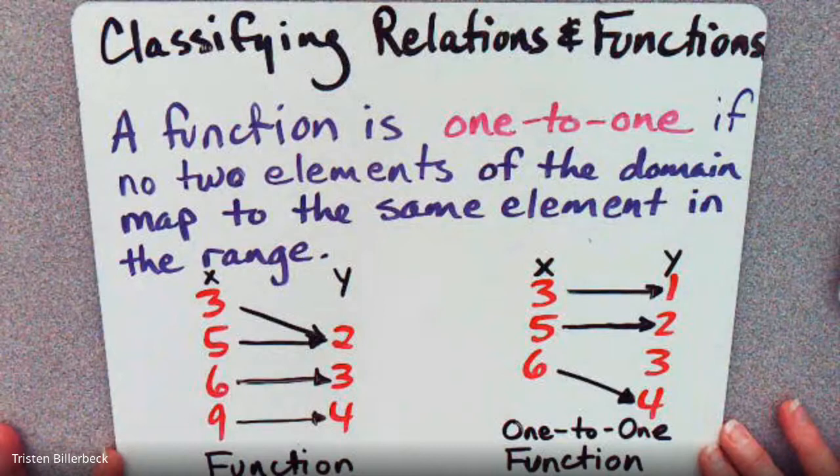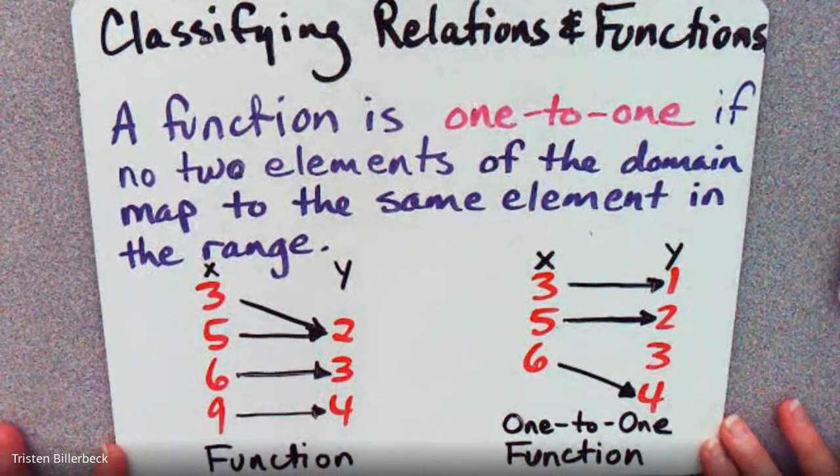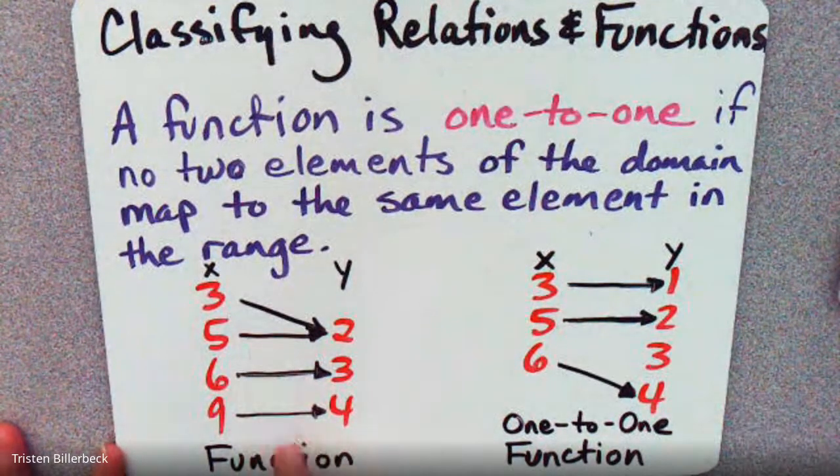I'm Ms. Billerbeck, and I'm going to clarify something on section 3.1 about classifying relations and functions. A function is one-to-one if no two elements of the domain map to the same element of the range. Well, that's kind of hard to understand, huh? So this is what mapping is.